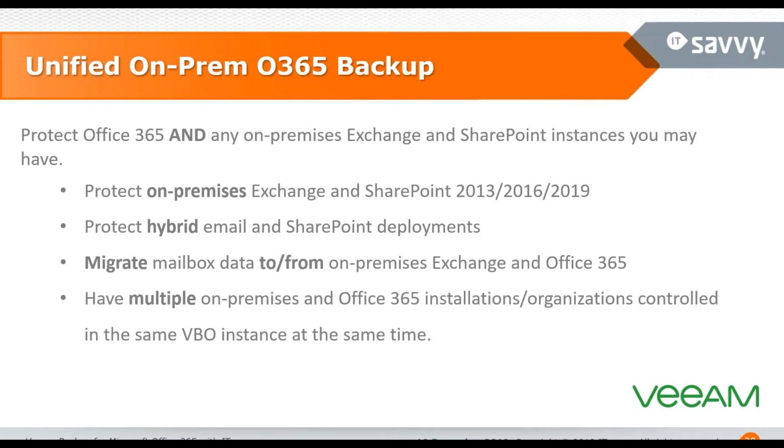We can also have multiple tenants in the VBO instance, meaning you could have multiple Office 365 organizations along with an on-premise tenant. This is especially important for ROBO situations, or remote office, branch office situations, or even an acquisition scenario. What if you acquire another company and they're already in Office 365? Well, guess what? You can pull them right into the VBO tenant, and we'd be able to back them up as well.